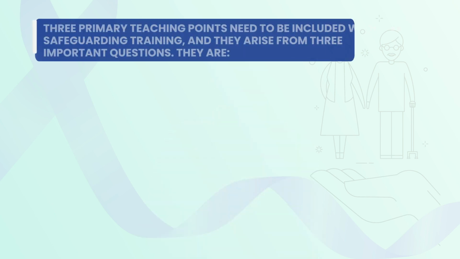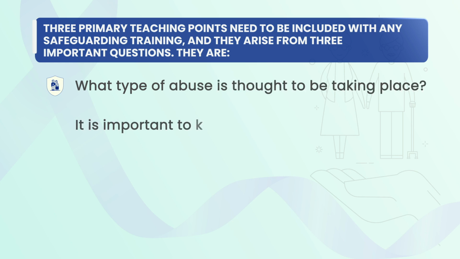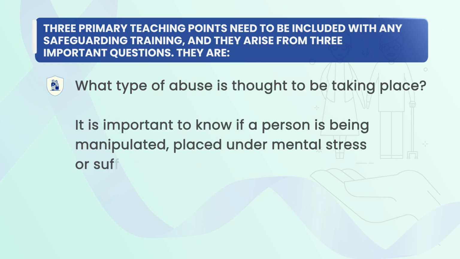A careful balance must be maintained when it comes to safeguarding to ensure people's safety and to limit unnecessary harm to any innocent parties affected by it. Three primary teaching points need to be included with any safeguarding training, and they arise from three important questions. They are: what type of abuse is thought to be taking place?